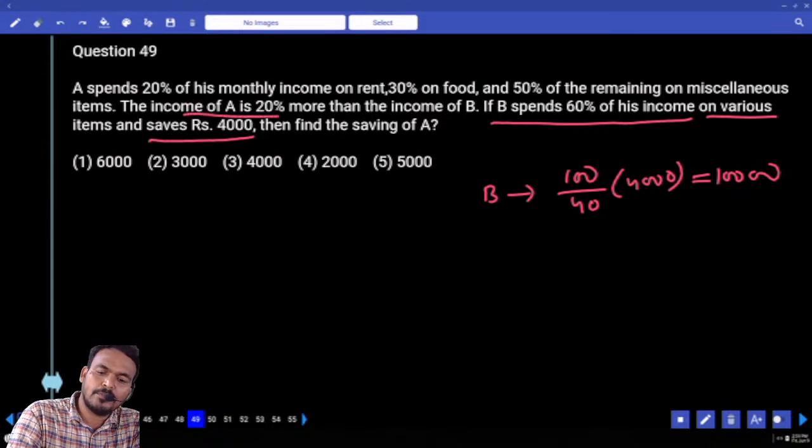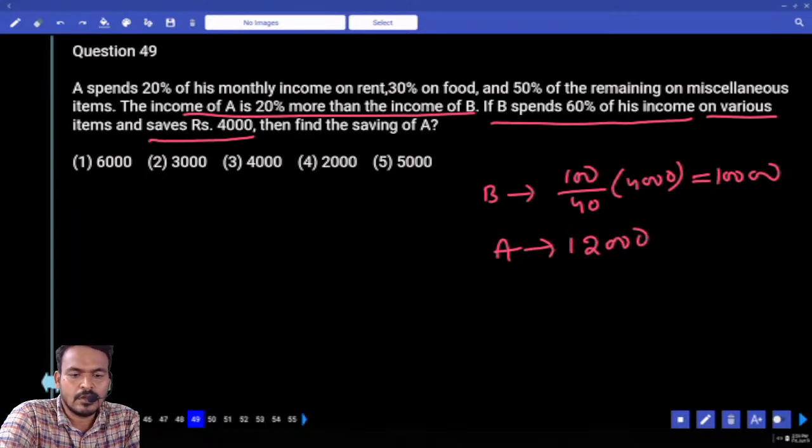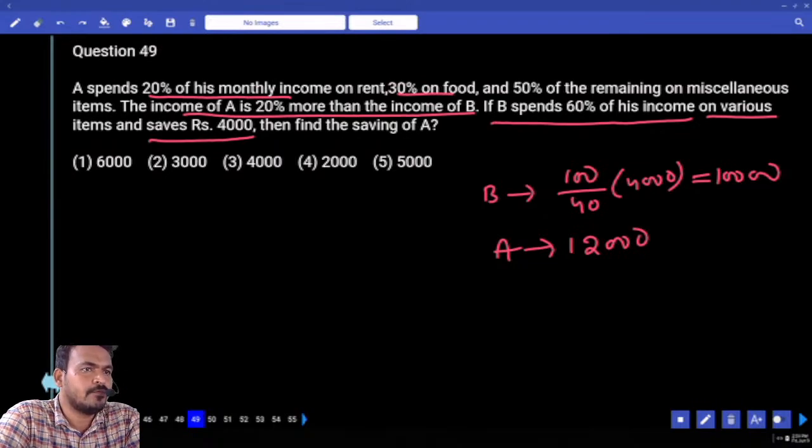But A's income compared to B's income is 20% more. What is A's income? 12,000. A's income is 12,000. Out of A's 12,000 income, the first time how much percent is spent? 20%. The second time 30%. 20 plus 30 is 50, completed. What is the remaining balance?